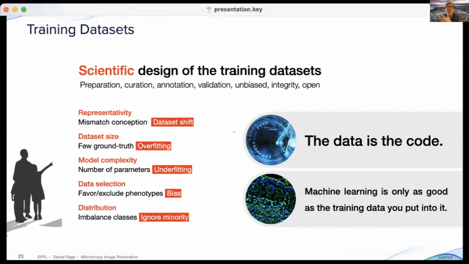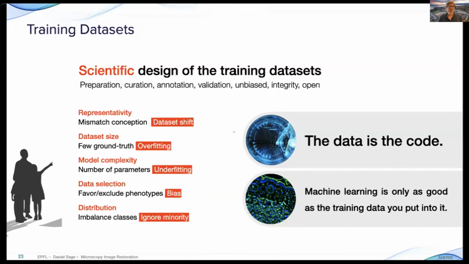at the end you should also open the data used for the training. It's very important to do this training data set well, because everything relies on the data. Machine learning is only as good as the training data that you put in. And there are many risks. The risk of data set shift. So you train a model with data, but you apply it on another kind of data which is not exactly the same. There is a risk of overfitting, the risk of underfitting if the model is not large enough.